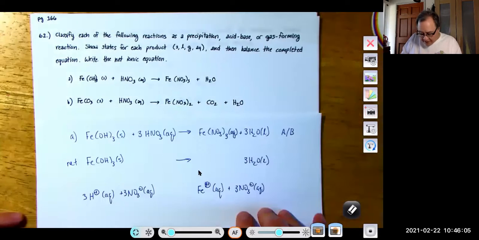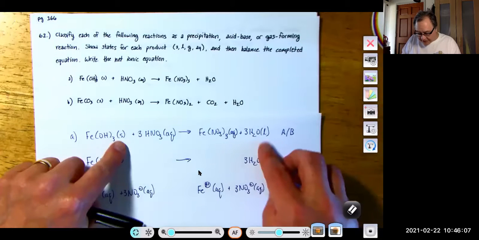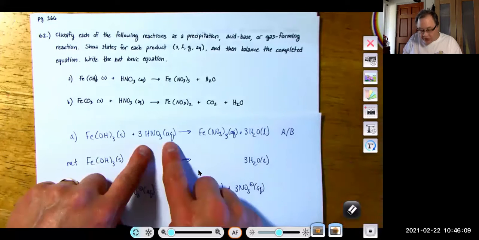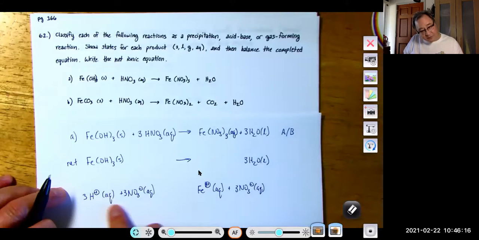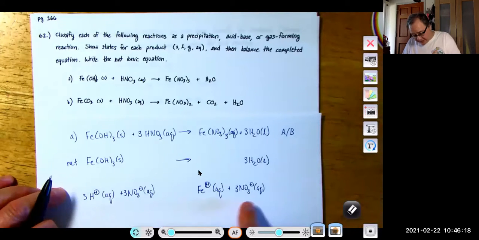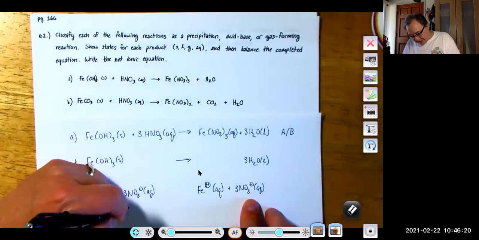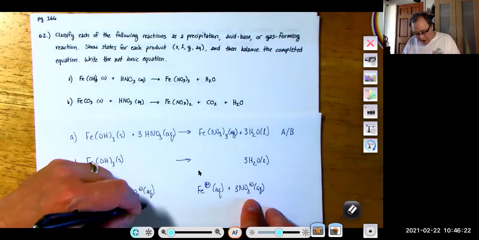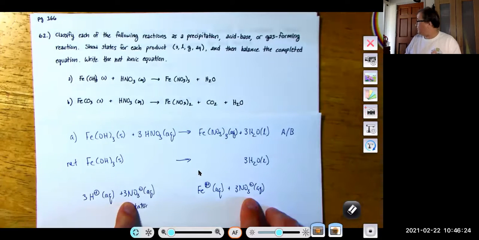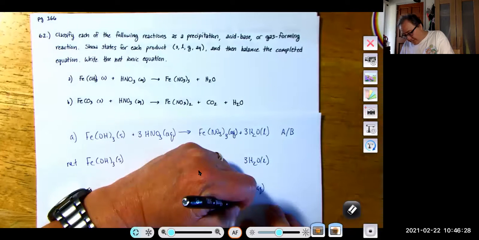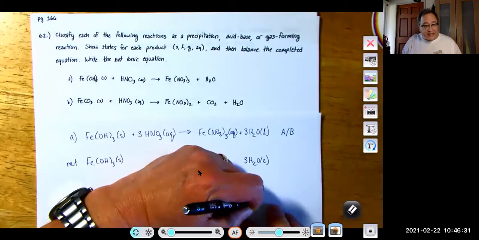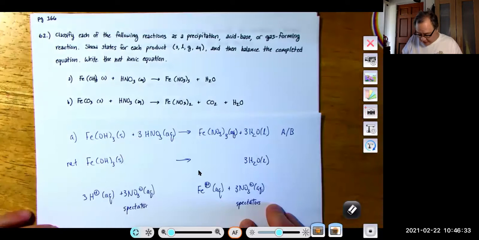Okay, so after I brought down all of the solids, liquids, and gases, I then look at the aqueous things and I ask, what are the ions there? Now, take a look at these ions. Do you see how we have 3 nitrates here and 3 nitrates here? These are called spectator ions because they start off and end off the exact same way. And spectator ions do not belong in the net. So these don't belong in the net, but these 3 hydrogens do.